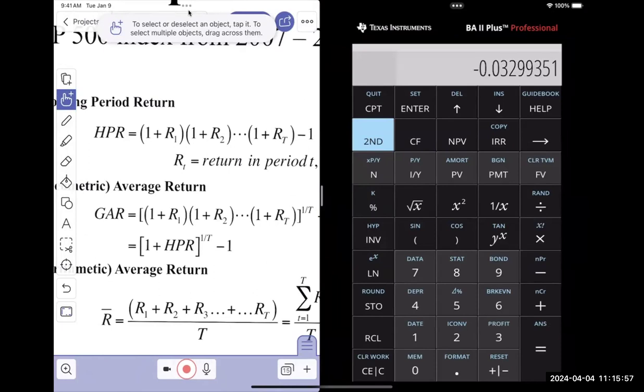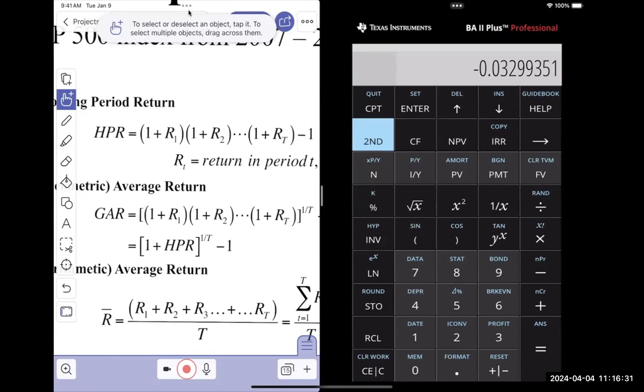What does it say? What does it tell me? How do you conclude? It lost on average like 3 cents. It's not an average. That's the rate. That was a negative 0.03.